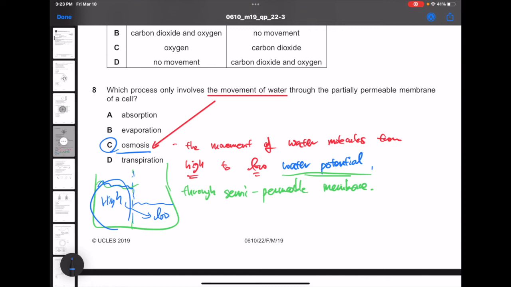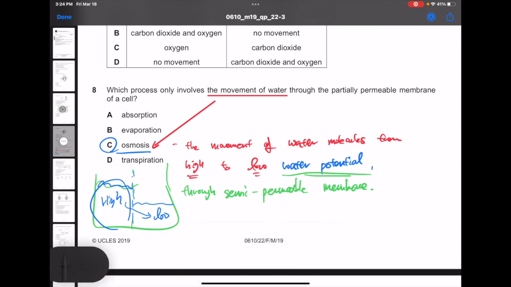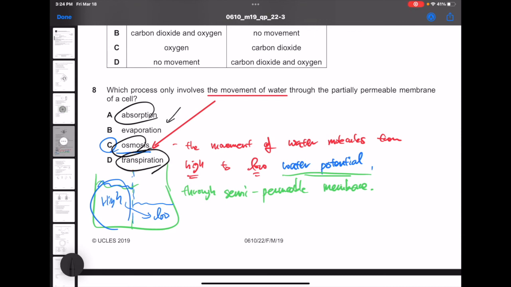So actually, before I end this clip, I should also say that for IGCSE, it's very, very important for you guys to know the definition of certain words, such as you have to know the description of absorption, osmosis, and transpiration. Not so much evaporation, because we all know what it is.